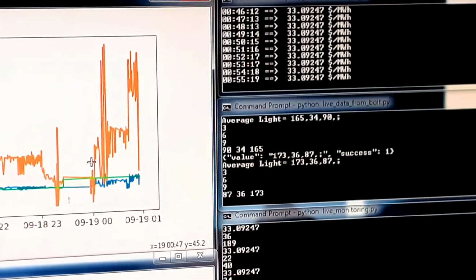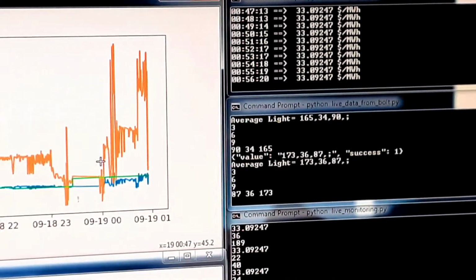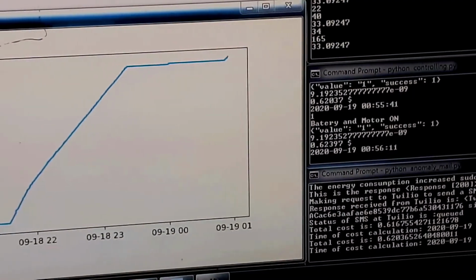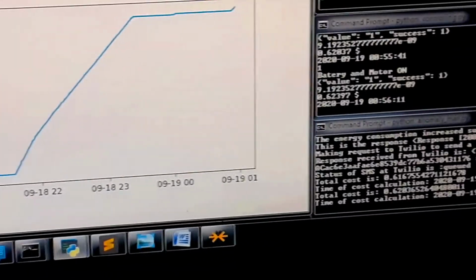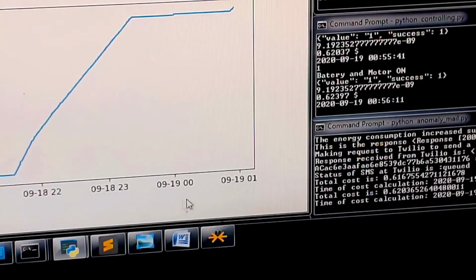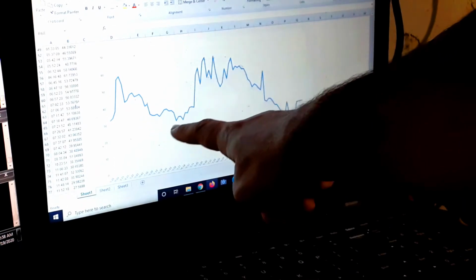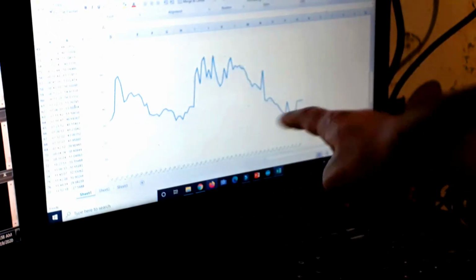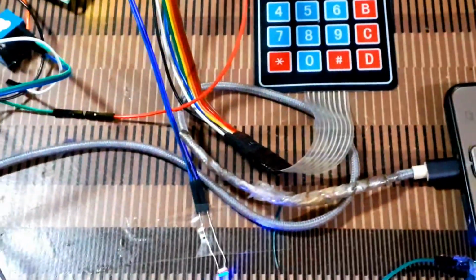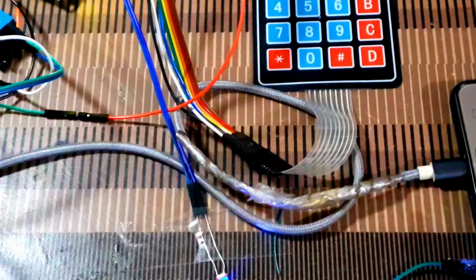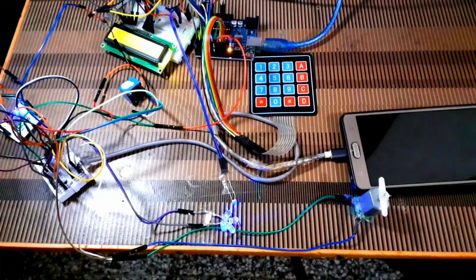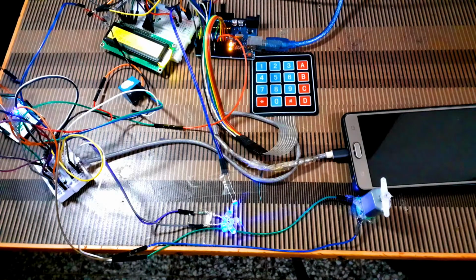Okay, so the current cost value, as you can see here, is 33.0927. In case the cost value is less than the marginal cost, it will start charging. What I mean is, if the cost is in this region, that means it is less than 38, which is the average cost, or this region, then it will start charging the electric vehicle, or it will start pumping water to the overhead tank.